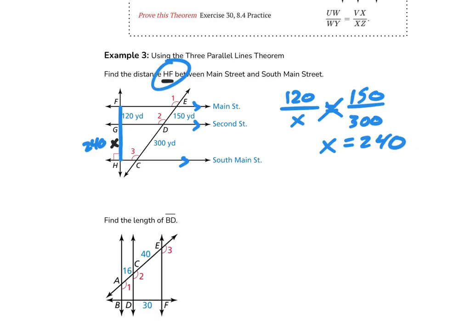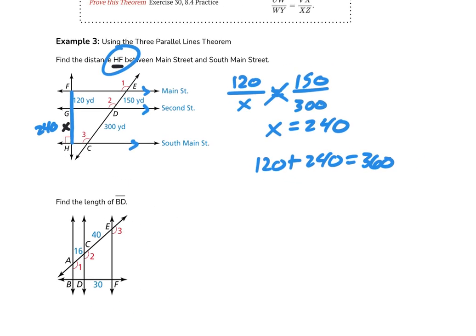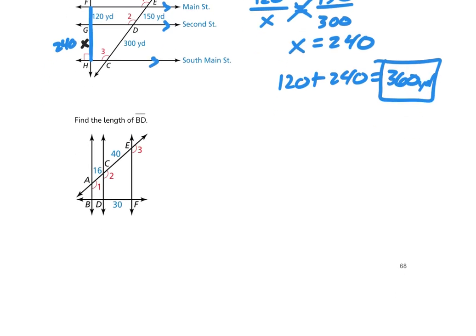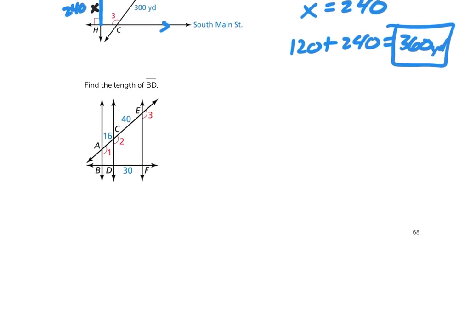So what do we got to do to find FH now? Add them up, okay? So now we're going to go 120 plus 240. So that'd be 360. And probably should label it yards, since we got yards on there. Not every one of these is going to have a label, but that one's kind of a story problem. Okay, once again, we see corresponding angles are all congruent, so we know all three of these lines are parallel.